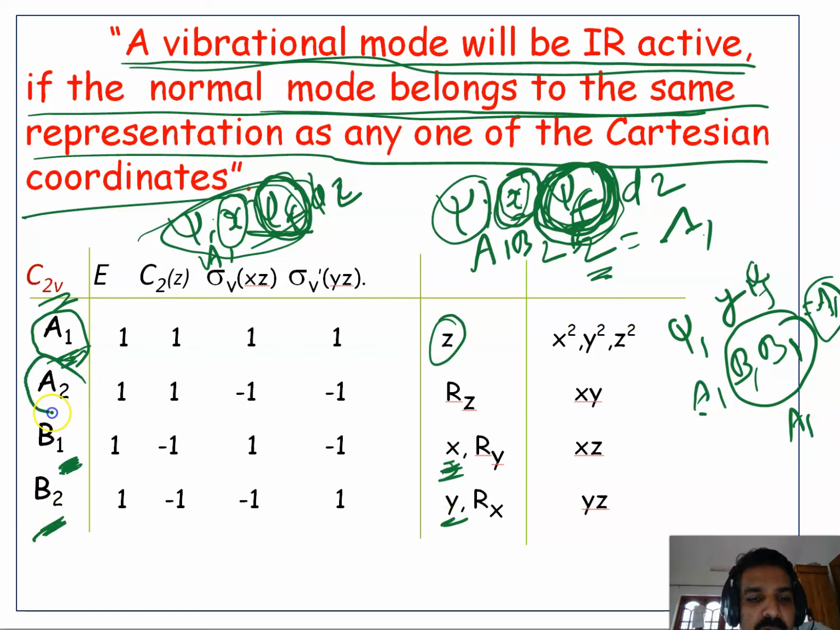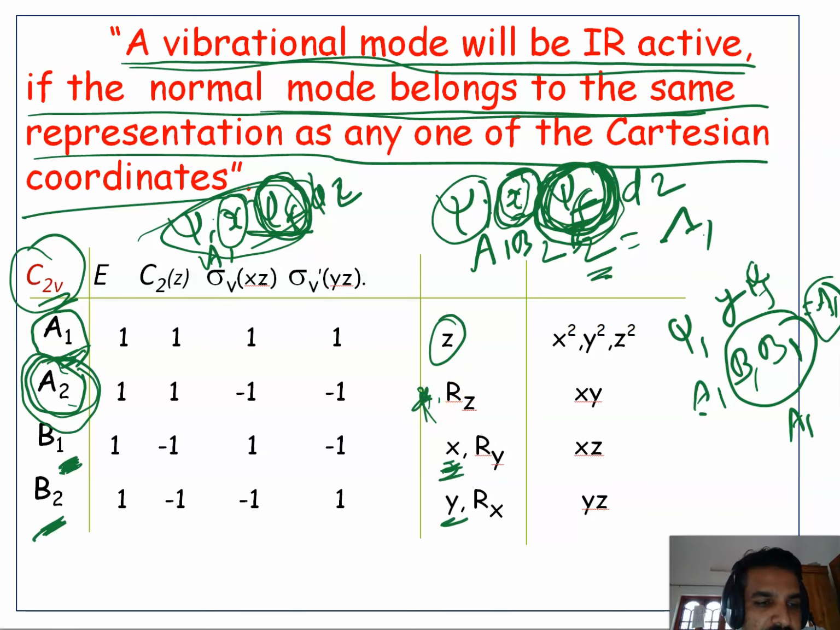But an A2 mode, if in a C2v molecule there is an A2 vibrational mode, it will never be IR active because none of the Cartesian coordinates belongs to A2. In the case of water, there is no A2 mode, but in some other C2v molecules, there are many examples. If there is an A2 vibration mode, it will never be IR active because it does not belong to any of X, Y or Z.